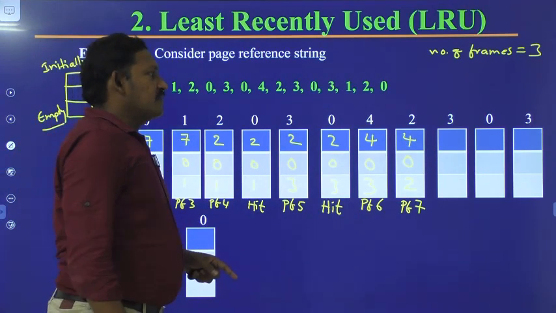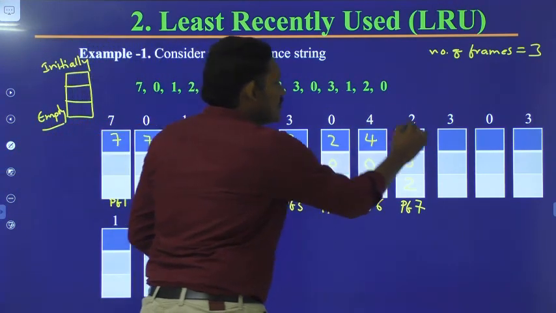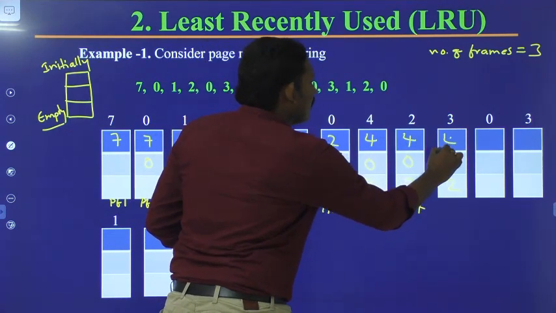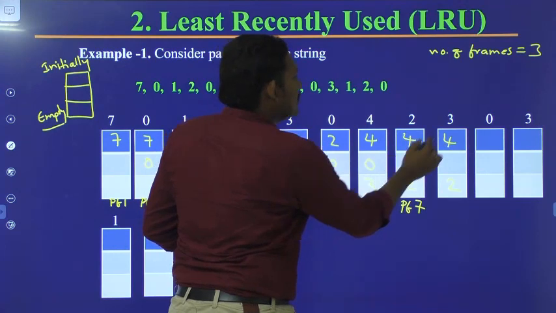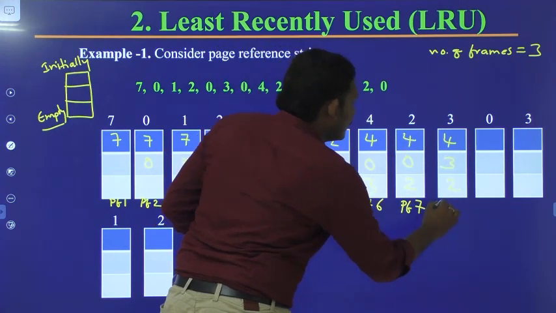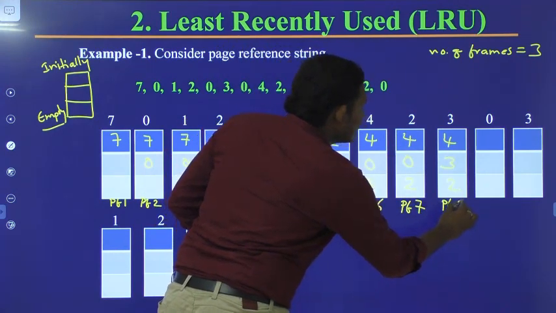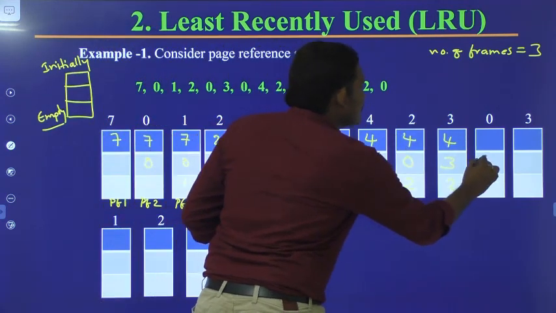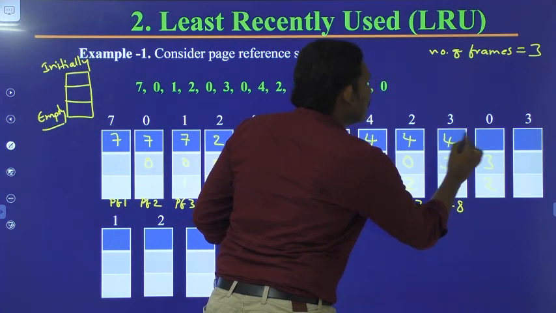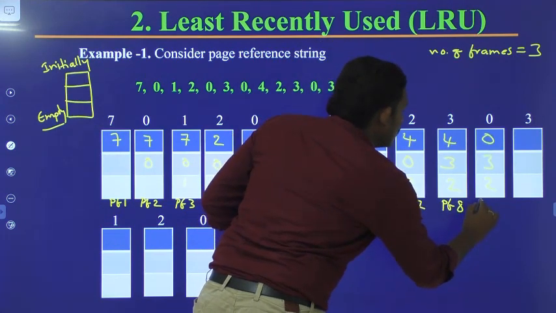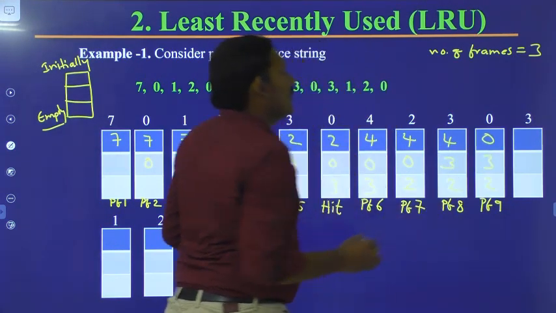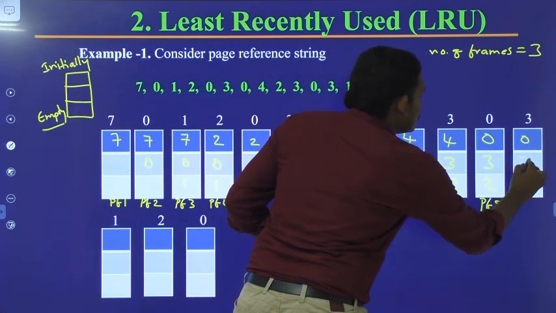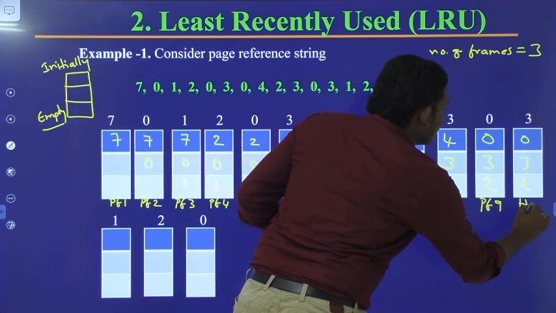Next we have 3. 3 is to be inserted. Recently used is 2, 2 as it is. Before that we have 4. Least recently used is 0. In place of 0 we will place 3. So page fault 8. Again we have 0. 0 is to be replaced. Recently used are 3 and 2. In place of 4 we will keep 0. So page fault 9. Next we have 3. 3 is already there. So 0, 3, 2 and this is a hit.